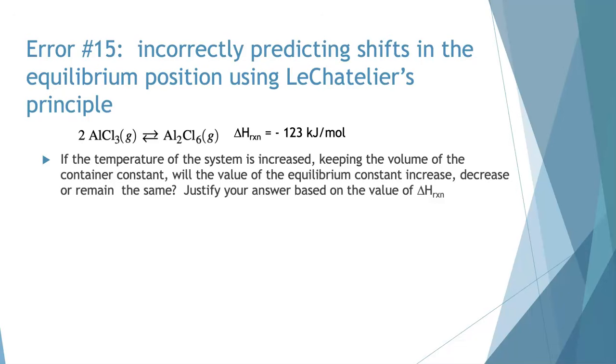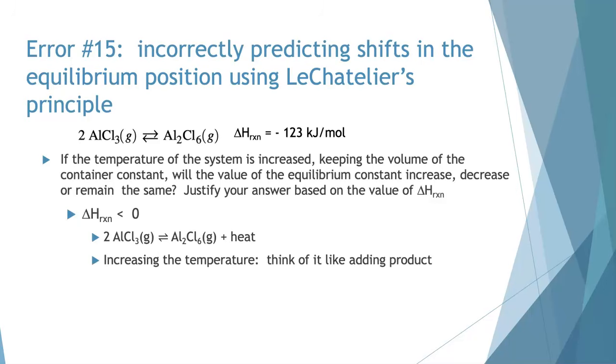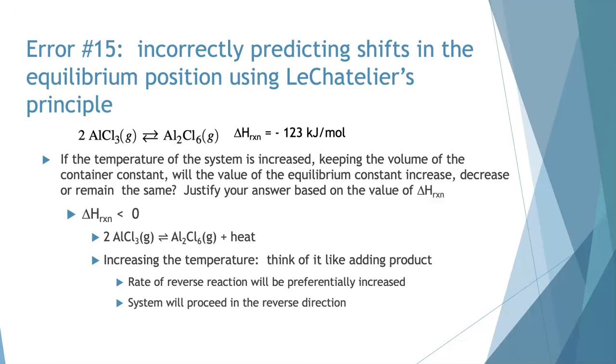Justify your answer based on the value of delta H for this reaction. So we know that delta H is negative. So it's like thinking about the energy term as a product, right? It's not technically a product, but it belongs on the product side when we think about it as a thermochemical equation. And so if I increase the temperature, I'm going to preferentially speed up the reverse reaction. It's like I'm adding product, and I'm going to shift left as a result. All right, I'm going to proceed in the reverse direction. I'm going to make more reactants.